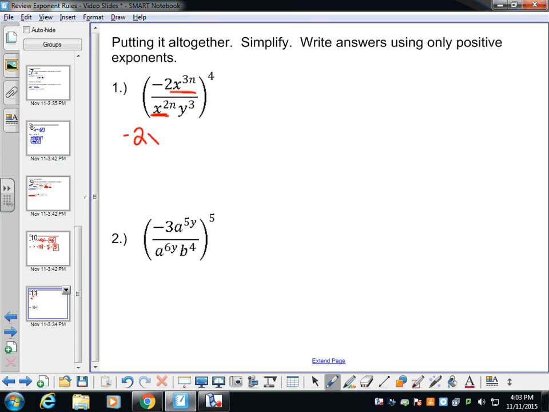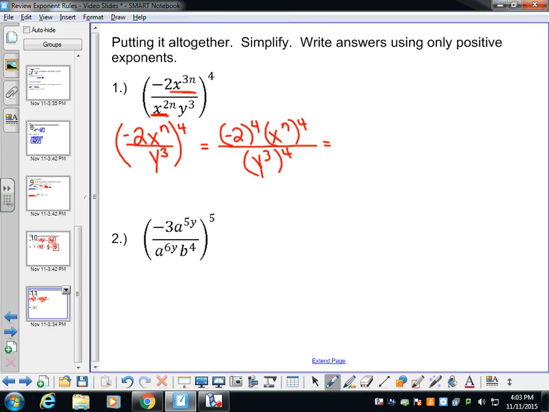So I simply get negative 2 x to the n over y to the third. All of that is still being raised to the fourth. Now, since I cannot simplify that any further, now I will simply raise everything to the fourth. So my final answer is 16 x to the 4n over y to the 12th.